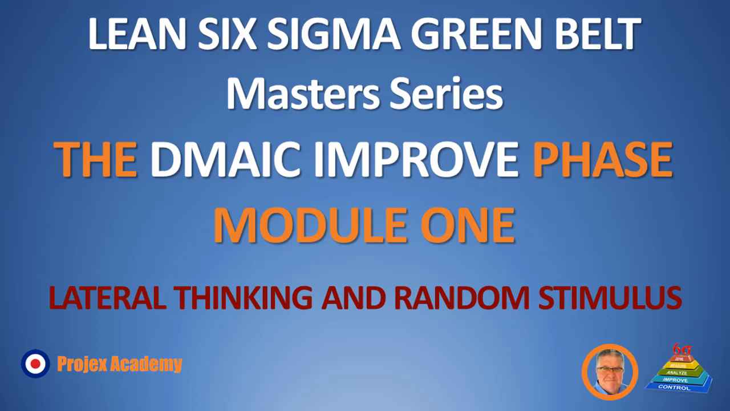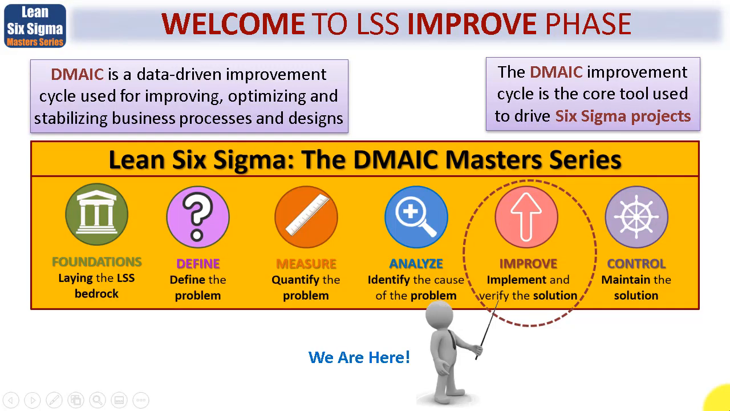So without much ado, let me first of all set the scene for you on what the main elements are of the Improve phase. As you can see, the topics we'll cover here will be on lateral thinking and random stimulus. Here's your diagram, which you're now familiar with, I'm sure. And here we are at the Improve phase.